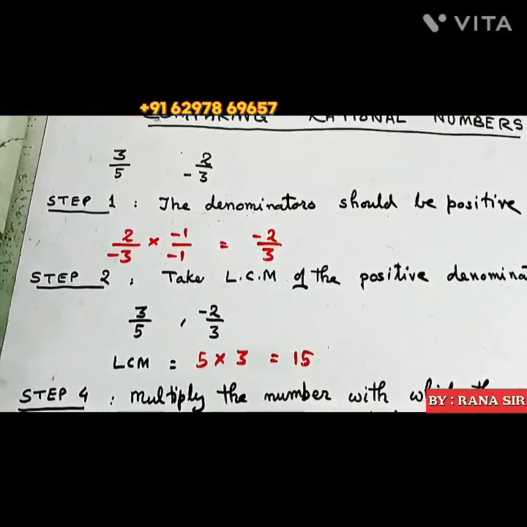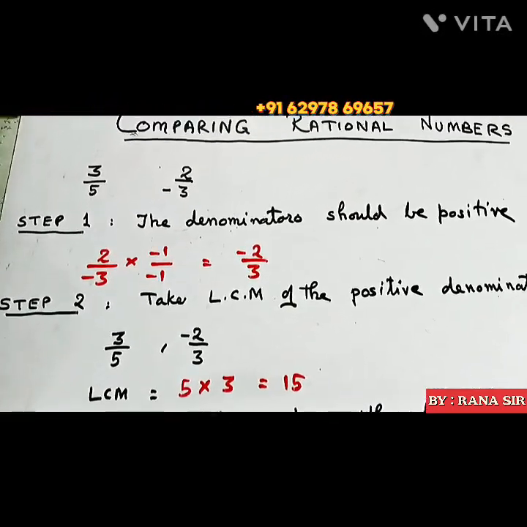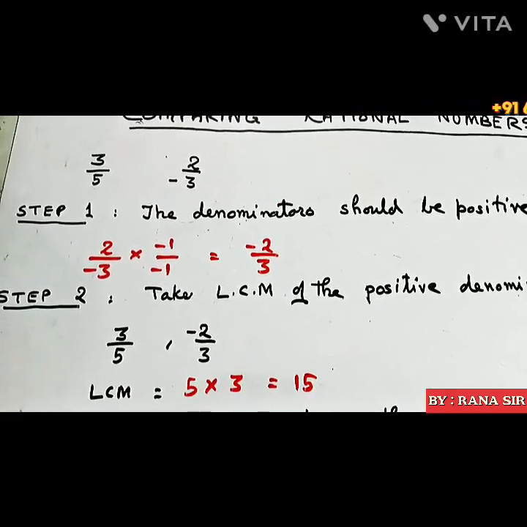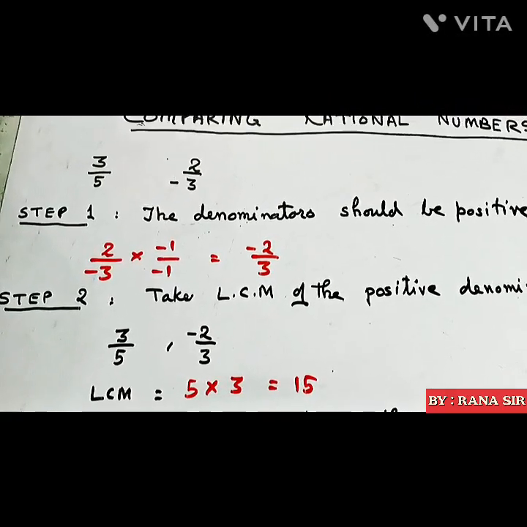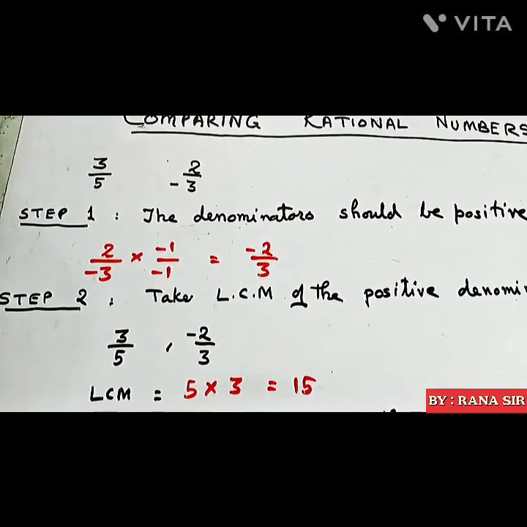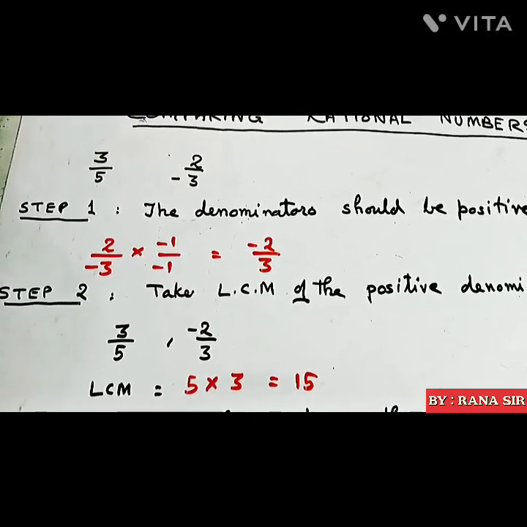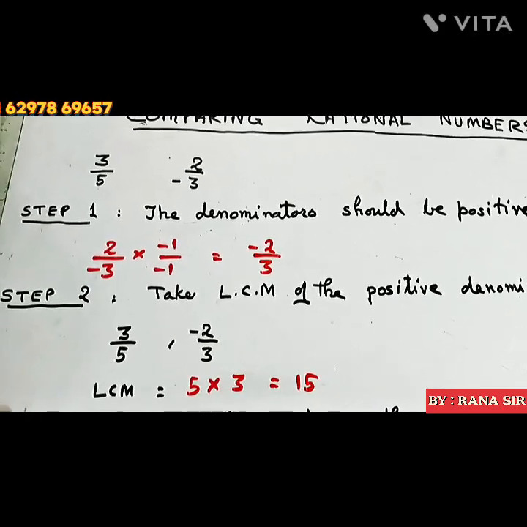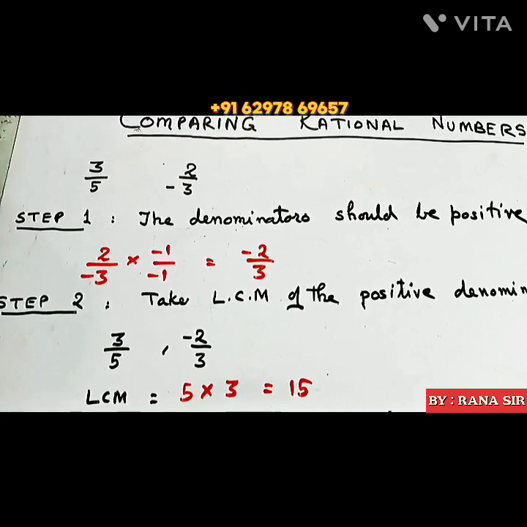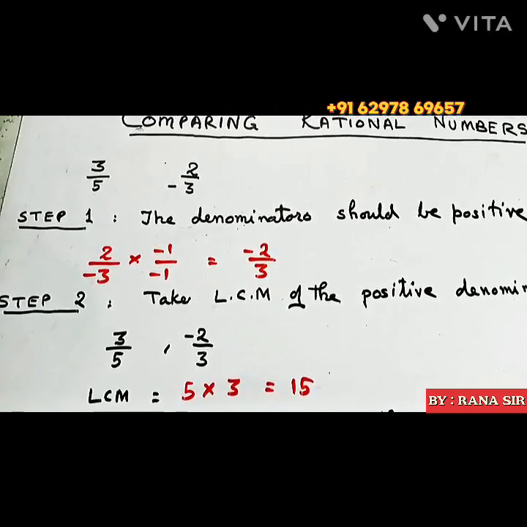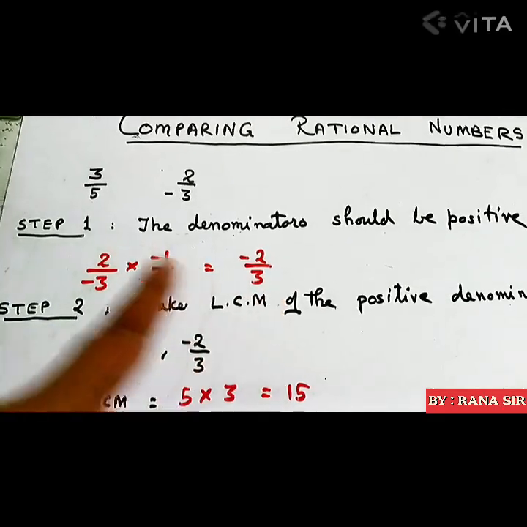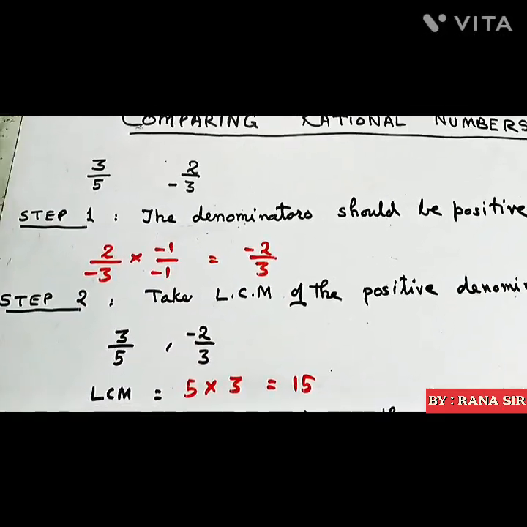We just discussed in part 1 that if we multiply or divide a fraction or rational number by the same number, the rational number remains unchanged, although its form changes. So 2 by minus 3, if I multiply by minus 1 by minus 1, the new rational number is minus 2 by 3. Minus 2 by 3 and 2 by minus 3 are the same.